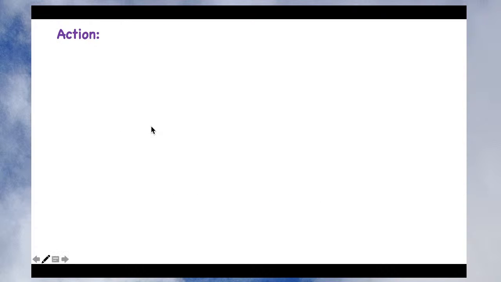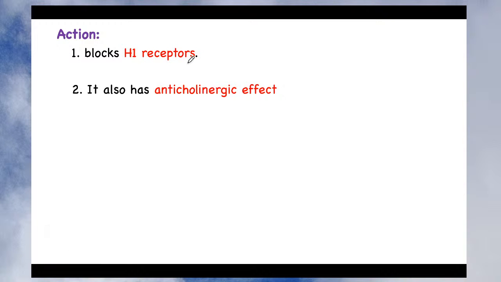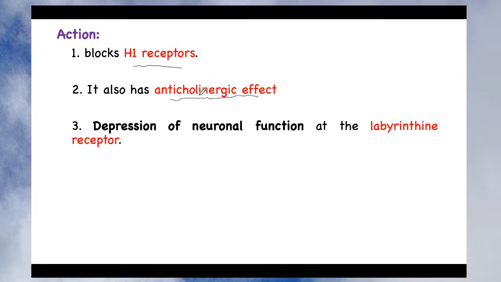So let's see their pharmacology. First we will see their action, which receptors are blocked by these drugs. They block the H1 receptor present in the GIT. They also have anticholinergic effect. So it is not just blockage of the histaminic receptor, but the anticholinergic effect is also responsible for their anti-emetic action. Third, they also produce depression of neuronal function at the labyrinthine receptor. Although impulses are triggered in the labyrinthine receptor, since these drugs depress the neurons which carry these impulses, those impulses cannot reach the vomiting center. And if impulses from the labyrinthine receptor don't reach the vomiting center, it won't produce nausea and vomiting, right?